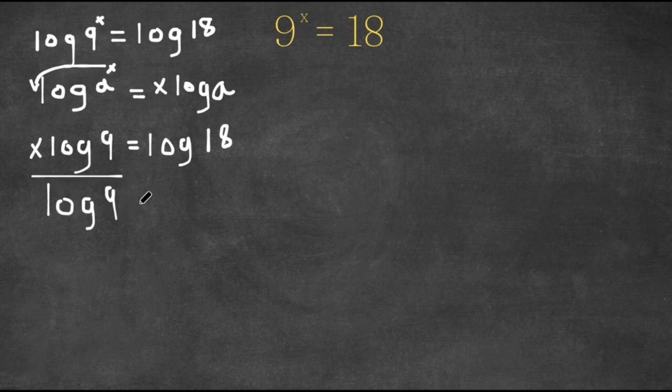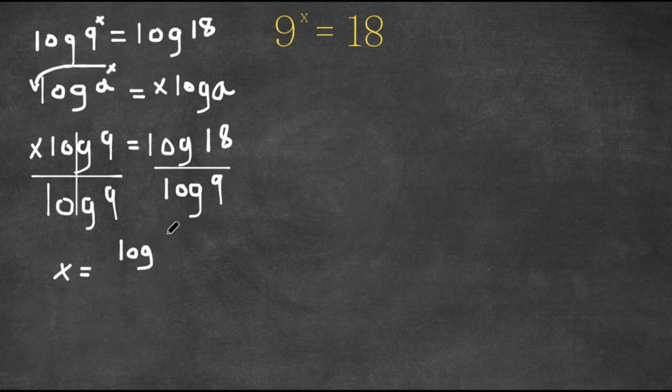Now, if I divide both sides by log 9, these two cancel out, and I would get x is equal to log 18 over log 9, which is the same thing as log of 9 times 2 over log 9.